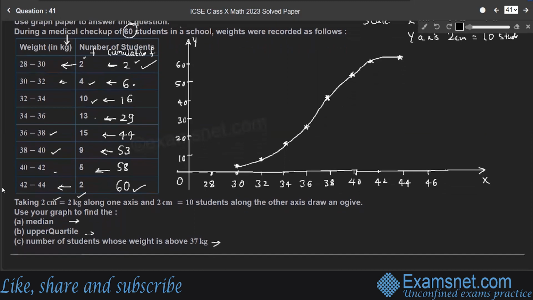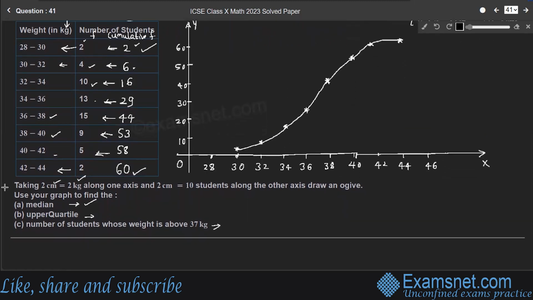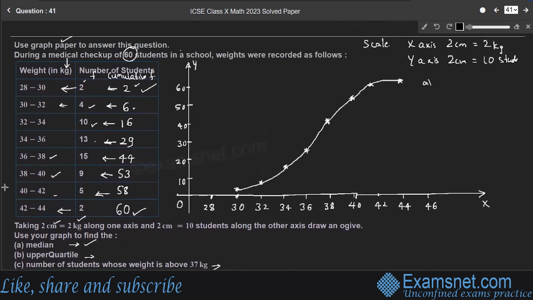So come to the question part. The median of the given distribution. So let us start with question A. So here total number of students are 60, right? So the value of n, total students, n is equal to 60. Therefore, the median of the distribution is the n by 2th term. N by 2 means 60 by 2, which is 30. So the 30th term.